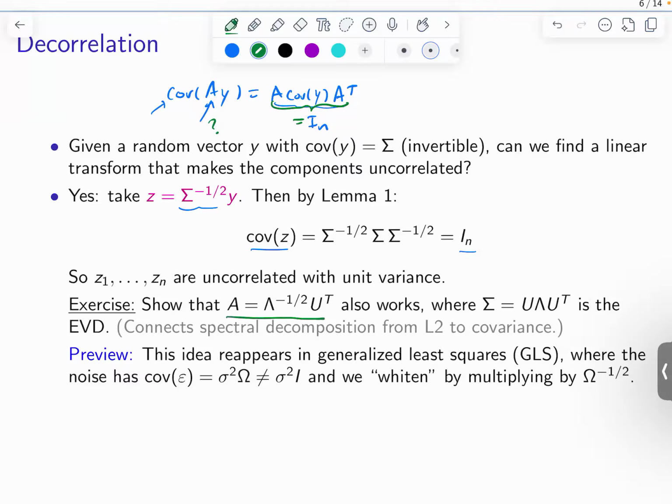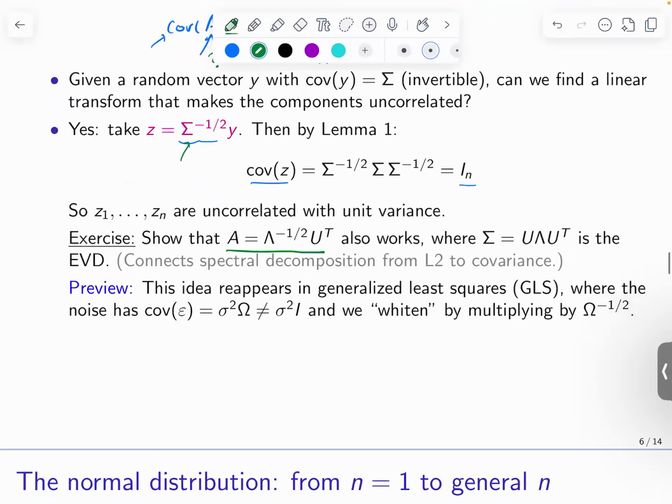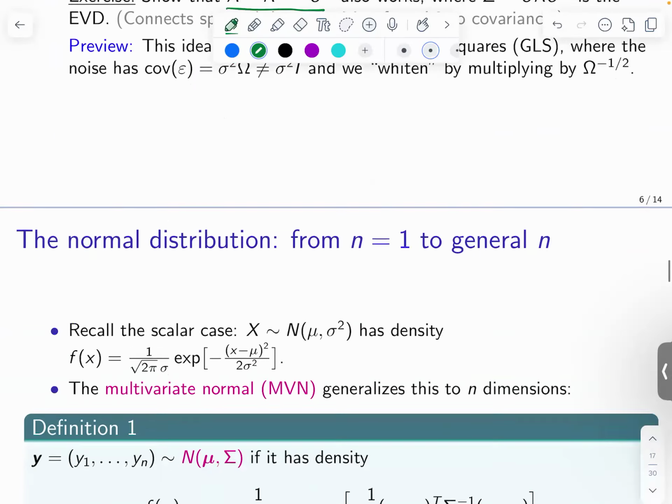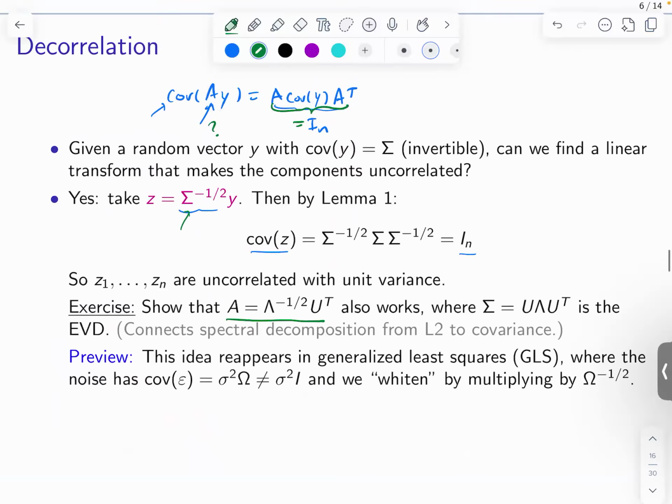Here's another example, which is not symmetric, if you do the eigenvalue decomposition. But to define sigma to the 1/2 or negative 1/2, you can use the eigenvalue decomposition. Now I'm going to stop talking about this because it's going to take a while, and I'll let you decide whether you want to learn it now or at some other point.